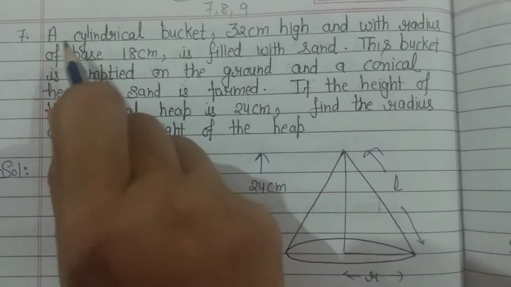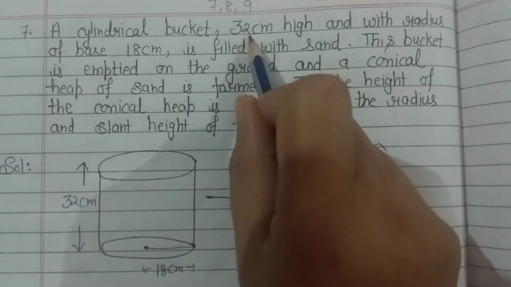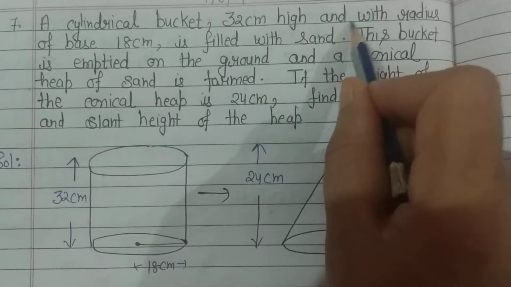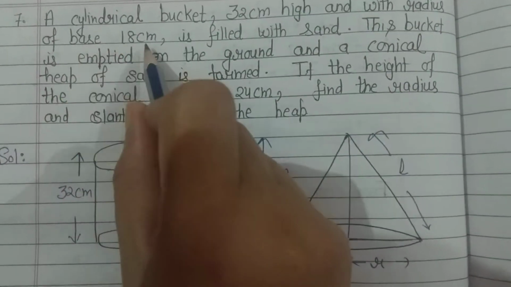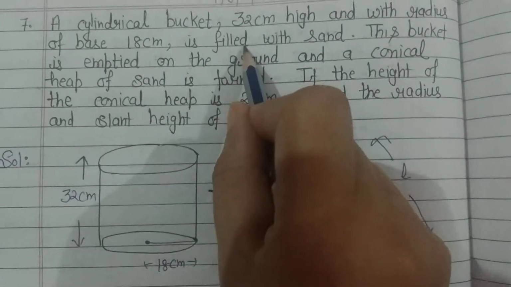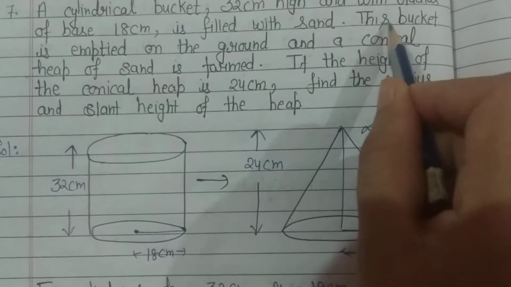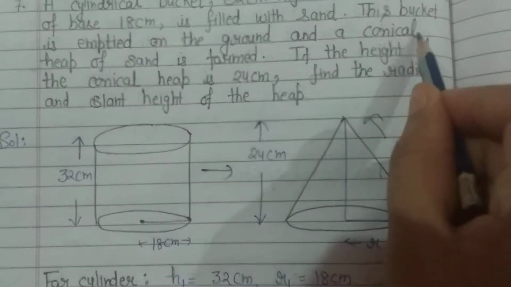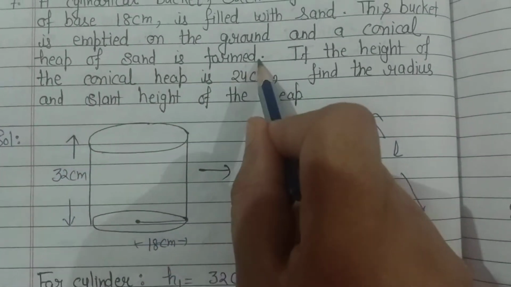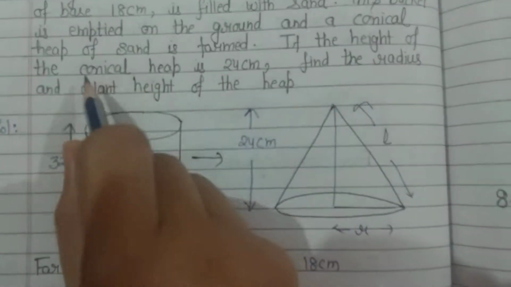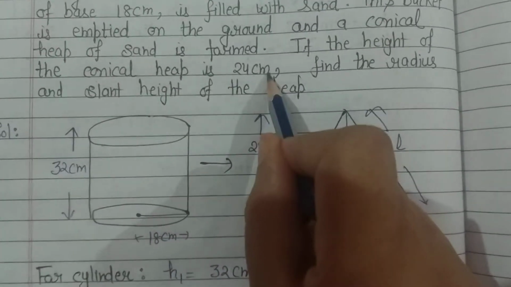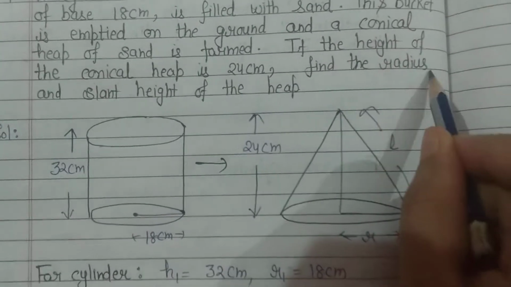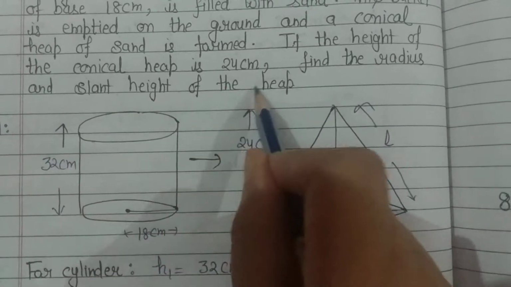Question number 7. A cylindrical bucket 32 cm high and with radius of base 18 cm is filled with sand. This bucket is emptied on the ground and a conical heap of sand is formed. If the height of the conical heap is 24 cm, find the radius and the slant height of the heap.